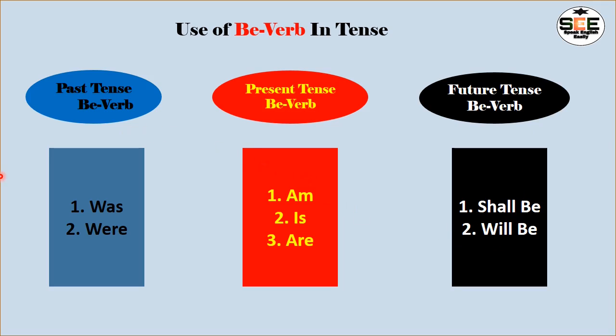So we can find here that past tense has 2 be-verbs, present tense has 3 be-verbs, and the future tense has 2 be-verbs, right? So total is 1 2 3 4 5 6 7. So we have 7 be-verbs. So what is the use and how we can use it with example we can see here. So let's start.